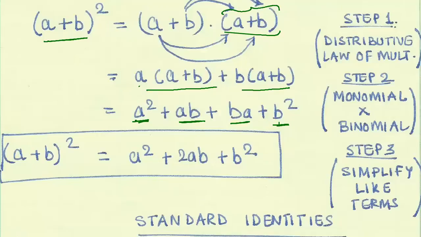And the third step is to simplify the like terms. So what are the like terms here? ab and ba are like terms. Remember that ab is equal to ba. So we have a square plus 2ab, that is ab plus ab gives us 2ab, plus b square. So this identity comes out to be (a + b) whole squared is equal to a squared plus 2ab plus b square.